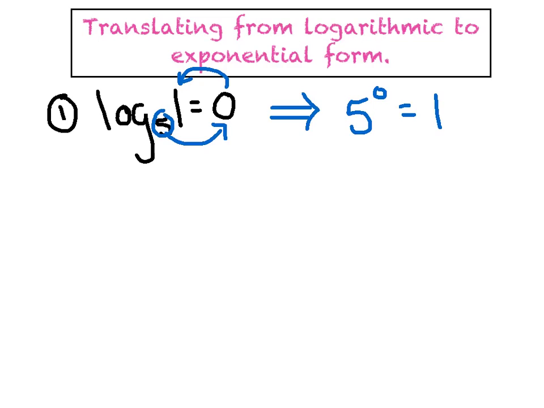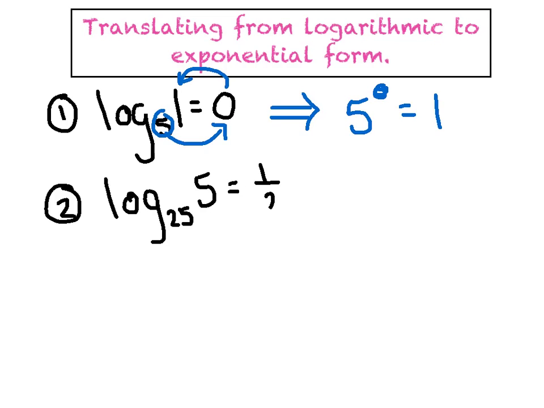So we'll say 5 raised to the 0 equals 1. I'll put a little double arrow to say that we've translated. And I think you'll agree with that statement. Anything raised to the 0 power is certainly 1. All right, number 2. Let's say log base 25 of 5 equals 1/2.